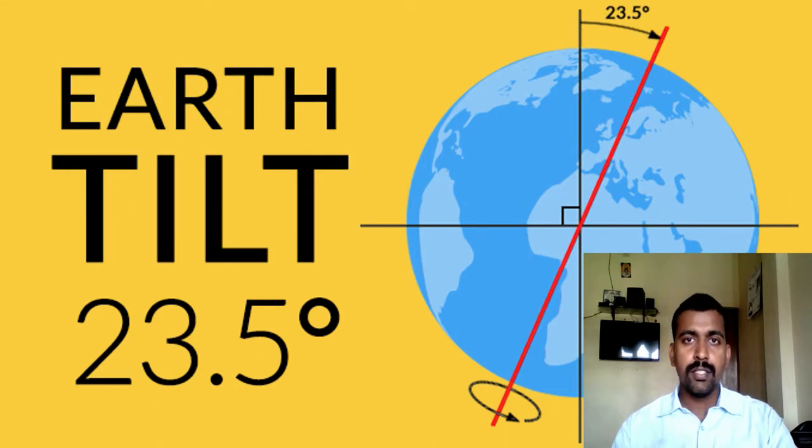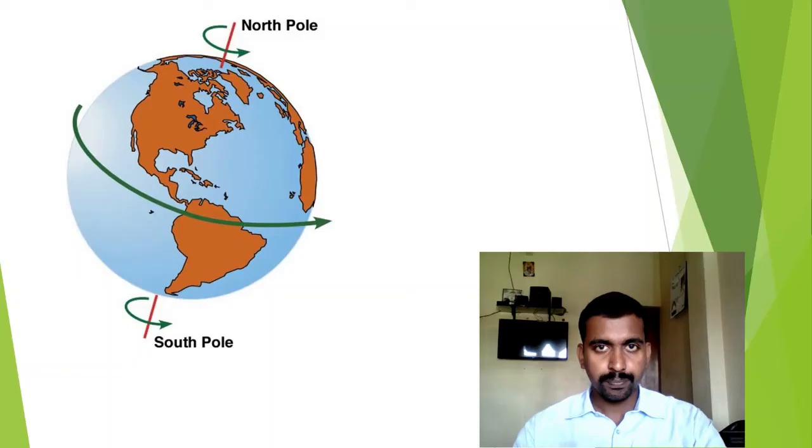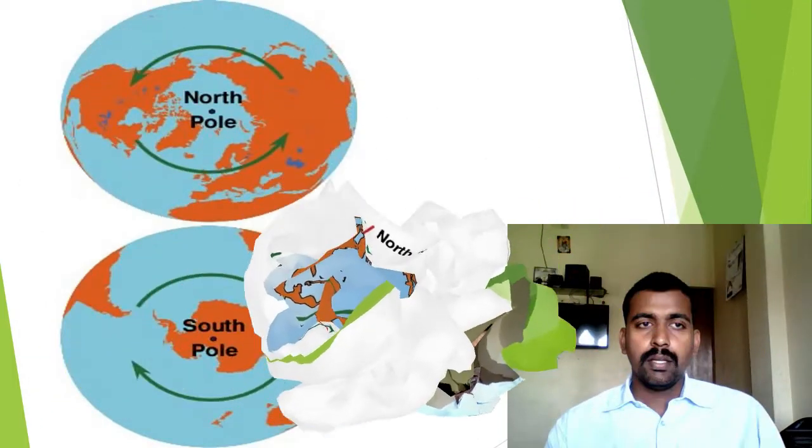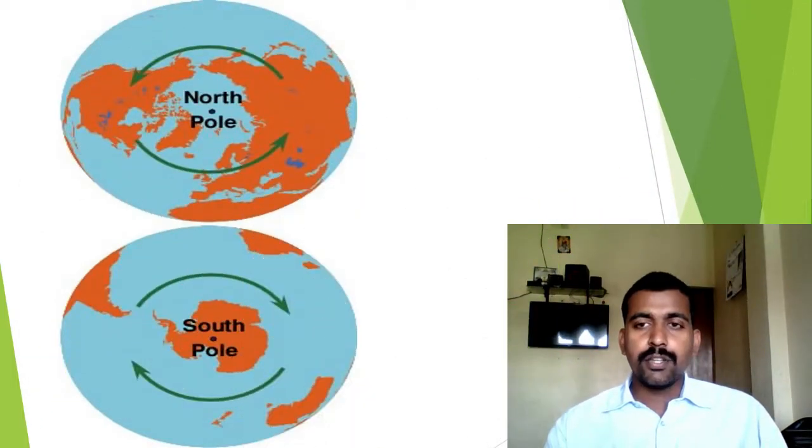We learned that an axis is an imaginary line passing through the middle of the earth. This axis is not vertical. It is tilted 23.5 degree. This axis line has got two ends, that is the North Pole and the South Pole. In this picture you can see the two ends of the axis, that is the North Pole and the South Pole.